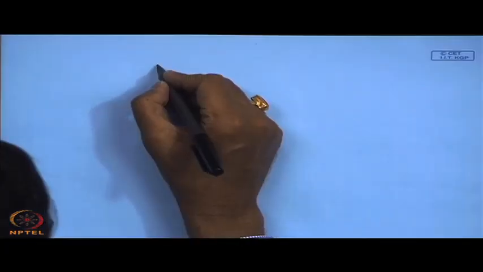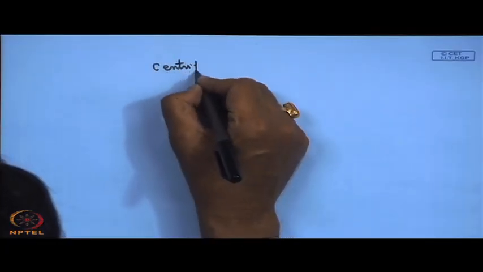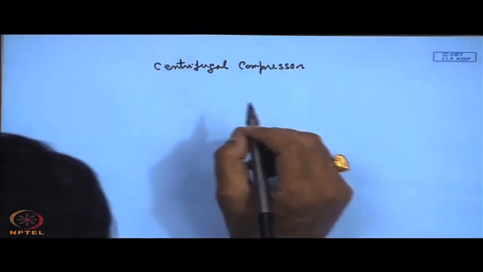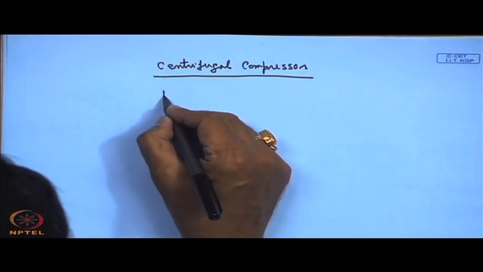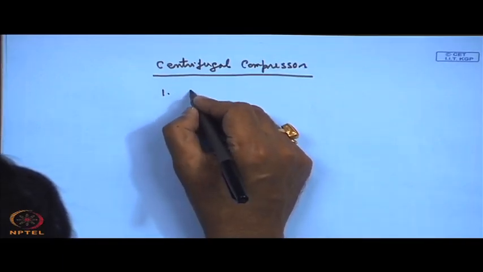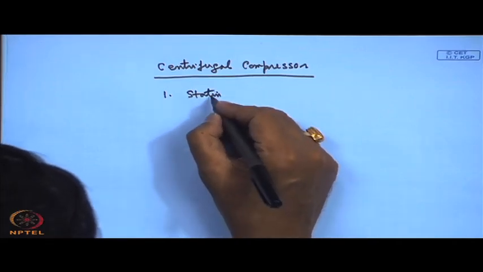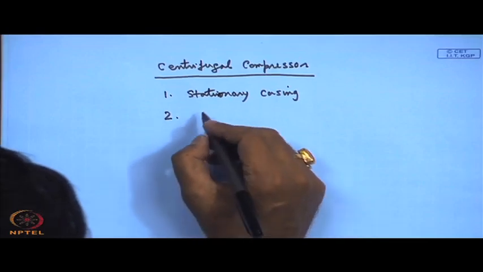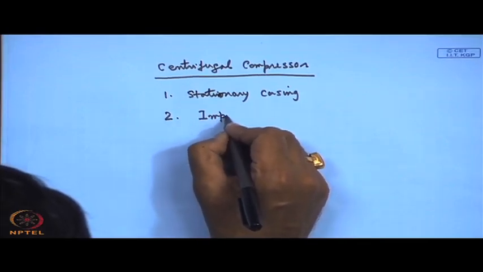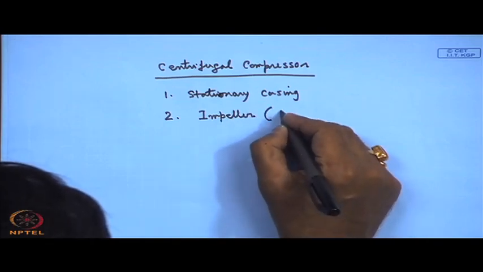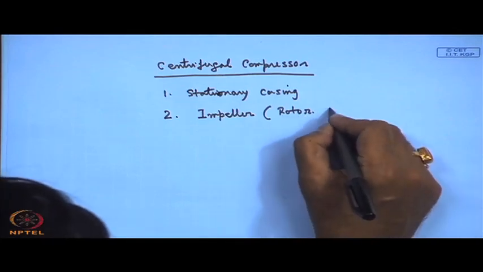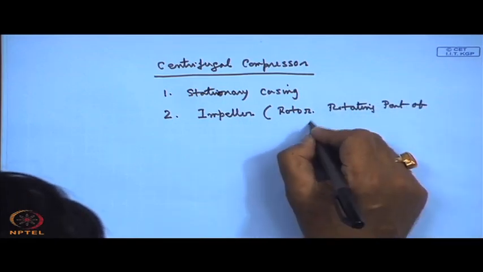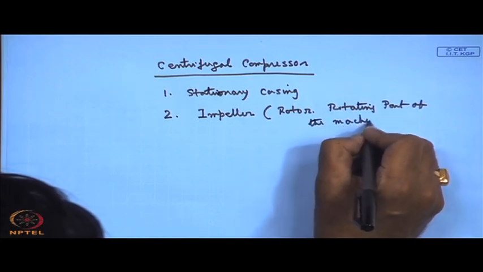A centrifugal compressor, as I have told, uses air as the working fluid, and energy is given to the machine to raise the static pressure. Centrifugal compressors consist mainly of three parts. One is the stationary casing. All machines basically have a stationary casing. Number two, the important part, is the impeller, which is the rotating part of the machine, known as the rotor, where the energy is imparted to the fluid.